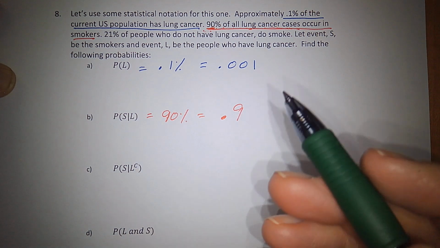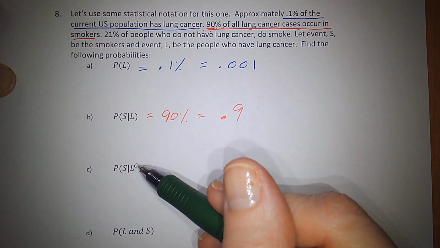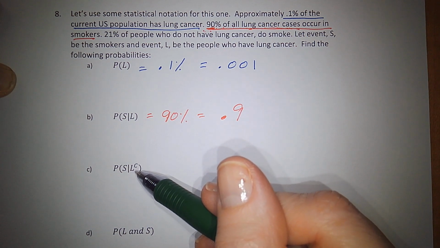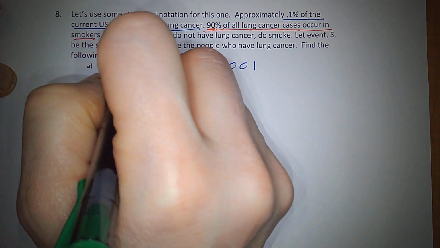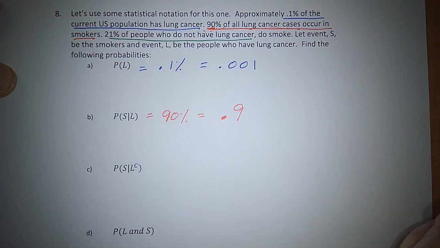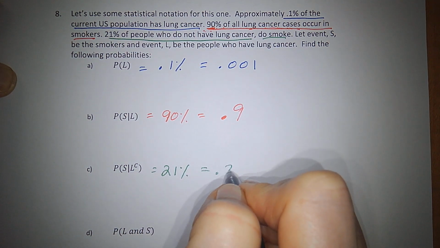The third question, part C, says what is the probability somebody will smoke given you know that they don't have lung cancer? And that's written up here. It says 21% of people who do not have lung cancer do smoke. So it's going to be 21%, which is 0.21.